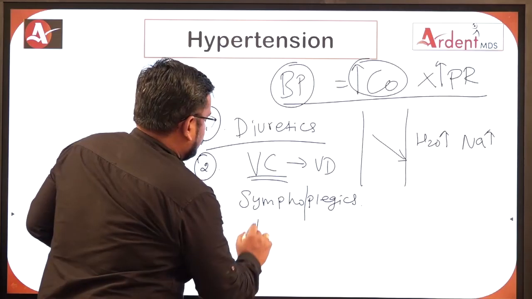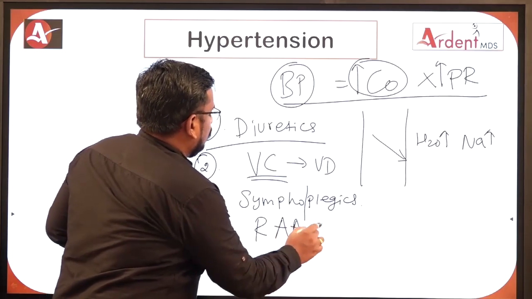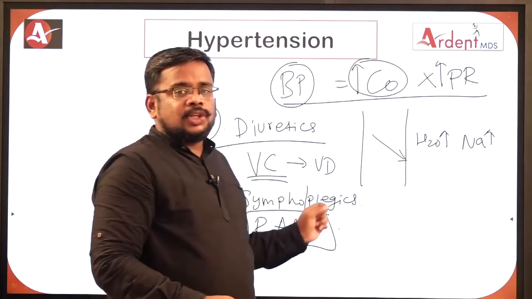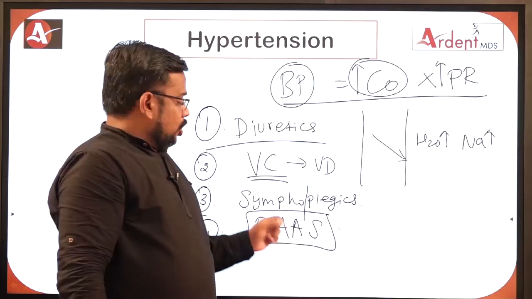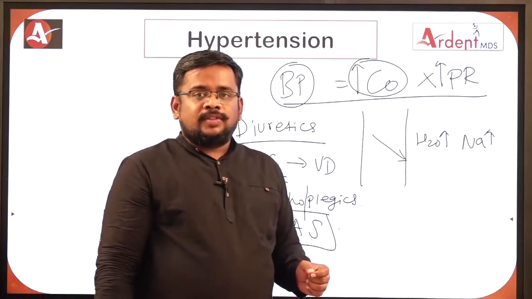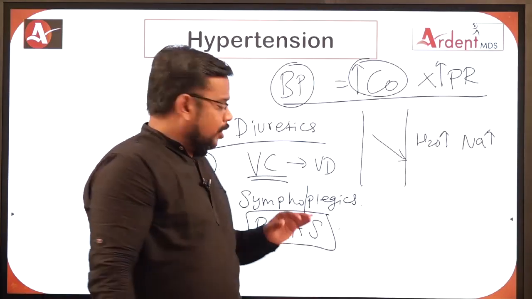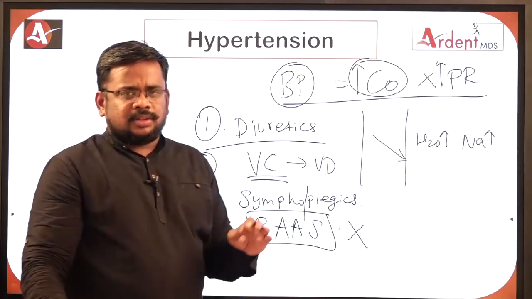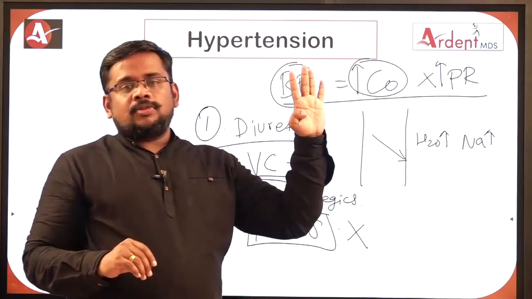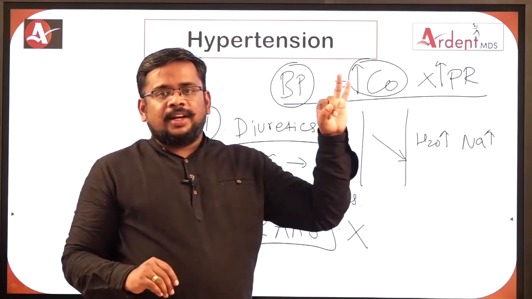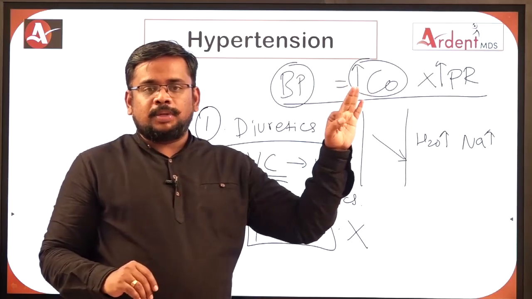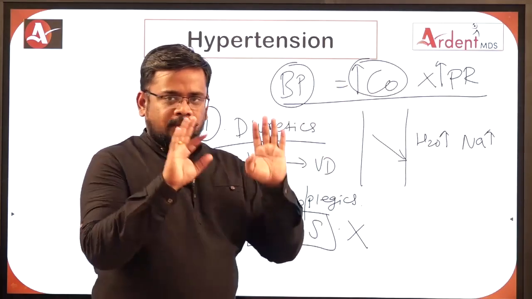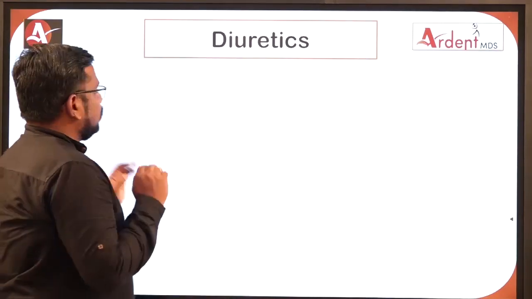And number four, which is very important, many times they ask MCQs related to this topic. The renin angiotensin aldosterone system again increases the blood pressure. So blocking this renin angiotensin aldosterone system decreases the blood pressure. This is the concept. So there are four ways. Number one, diuretics. Number two, vasodilators. Number three, sympathoplegics. And number four, the drugs which block the renin angiotensin aldosterone system. Clear? Now coming to the diuretics.